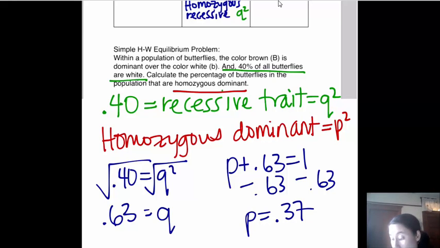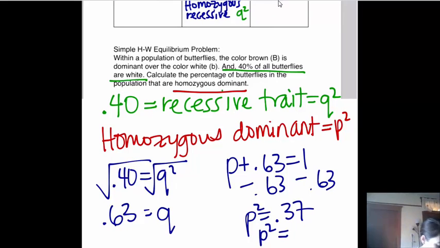I have the percentage of dominant alleles in the population, but that doesn't tell me the percentage of homozygous dominant individuals in the population. That just gives me the number of alleles. So I still need to find P squared. I'm going to square both sides: 0.37 squared is 0.14, or 14%. All right, so that is how I solve my simple Hardy-Weinberg equilibrium problem.